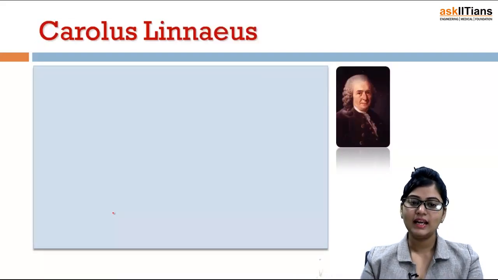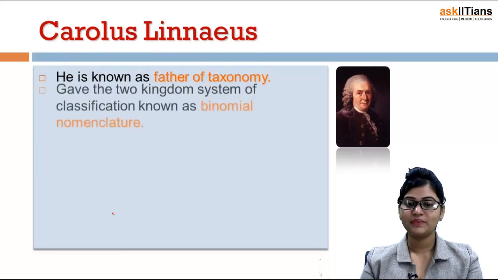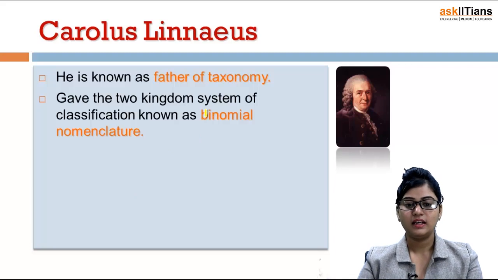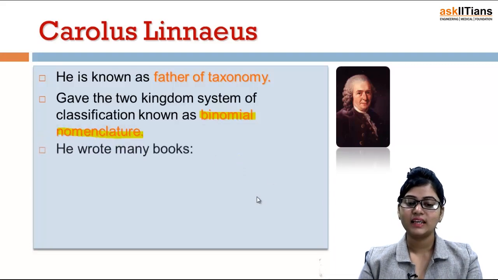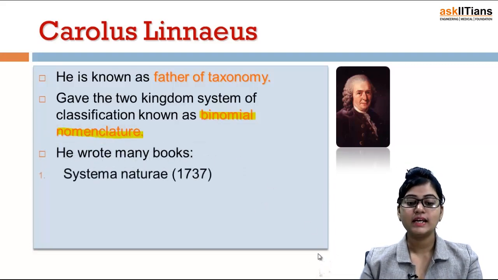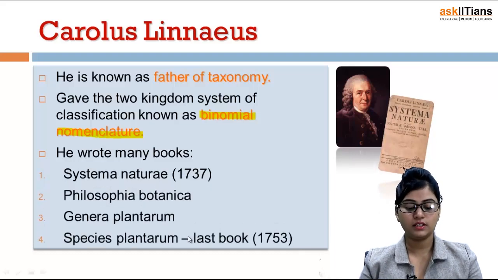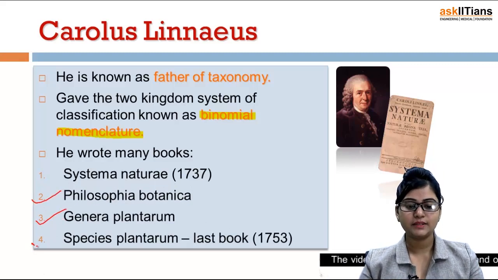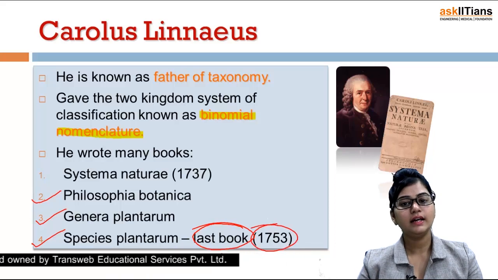Carolus Linnaeus, the scientist, father of taxonomy, gave the most popular and today's system of nomenclature, that is the binomial nomenclature. He wrote many books again. First one was Systema Naturae. He wrote this book in 1737. And then he wrote Philosophia Botanica, Genera Plantarum and Species Plantarum. This Species Plantarum was his last book which he wrote in the year 1753.